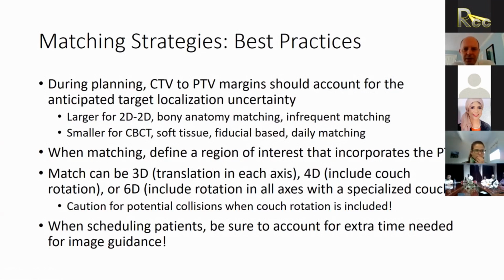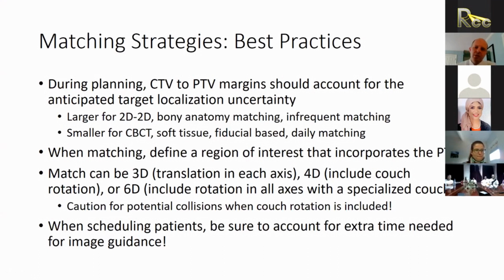During planning, the CTV to PTV margins should account for the anticipated target localization uncertainty. This means that the uncertainty is probably going to be larger for 2D to 2D or bony anatomy matching, or for infrequent matching. And it may be smaller for cone beam CT, for soft tissue, fiducial-based, and daily matching. Some of this may be a conversation about how close certain organs at risk are, and how small the margins need to be. And in order to get that small of margins, what type of imaging is appropriate?